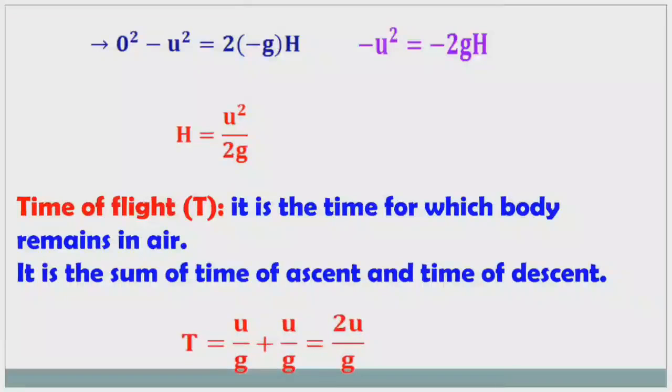So, time of flight T is equal to the time of ascent, U by G, plus the time of descent, U by G. U by G plus U by G is equal to 2U by G. The formula for time of flight is T equal to 2U by G. Remember all these formulas. These are very important while you are solving the problems.